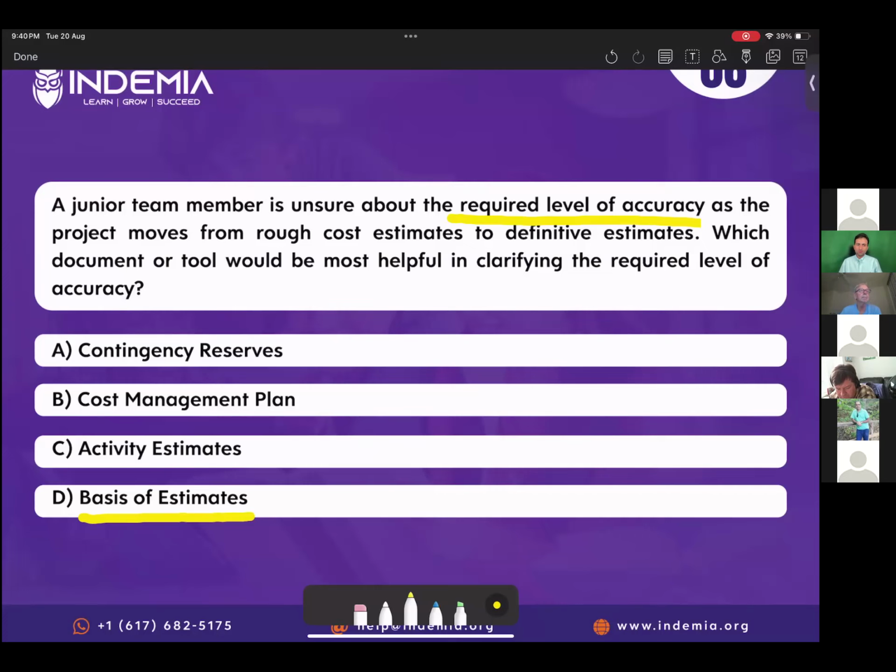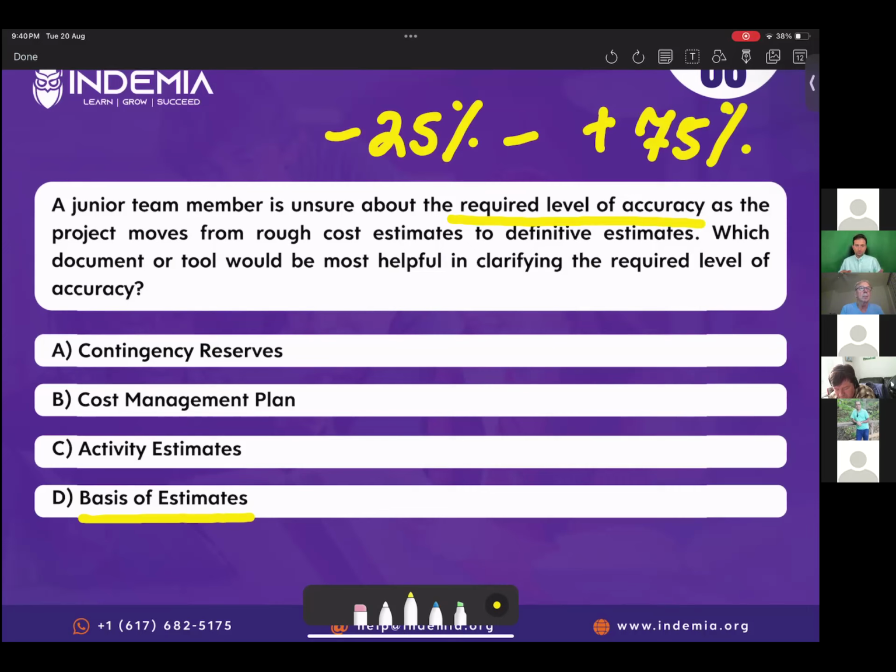It says a junior team member is not sure about the required level of accuracy as the project moves from rough cost estimate to definitive estimate. So for example, a rough cost estimate has a range that varies from negative 25% to positive 75%. So this is the range. When you have a definitive estimate, it is minus 5% to plus 10%.